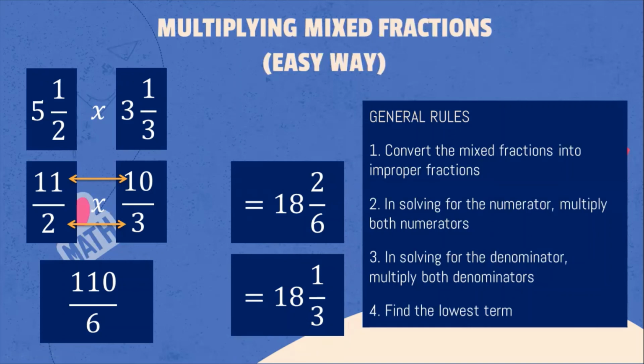As simple as that. That is how we multiply mixed fractions. First rule, convert the mixed fractions into improper fractions. Number 2, in solving for the numerator, multiply both numerators. Next one, in solving for the denominator, multiply both denominators. And number 4, find the lowest term.